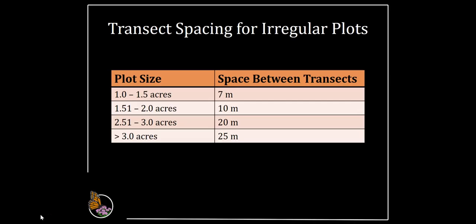This is the transect spacing for irregular plots. Our plot was 2.8 acres, so our transects for activity 1 will be 20 meters apart. This is if we're doing activity 1. You see plot sizes that are smaller than 2.5 acres because sometimes a self-selected plot is a little bit smaller. The randomly selected plots should be 2.5 acres minimum.